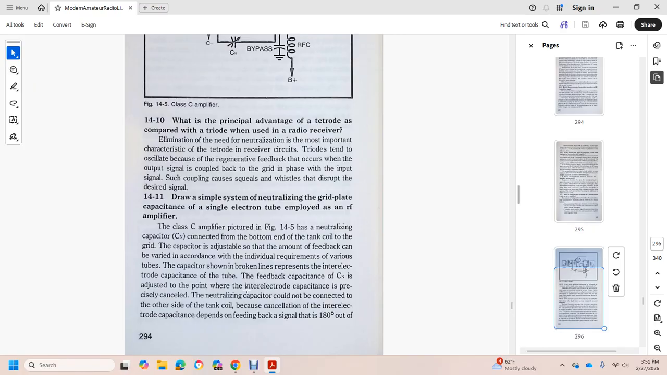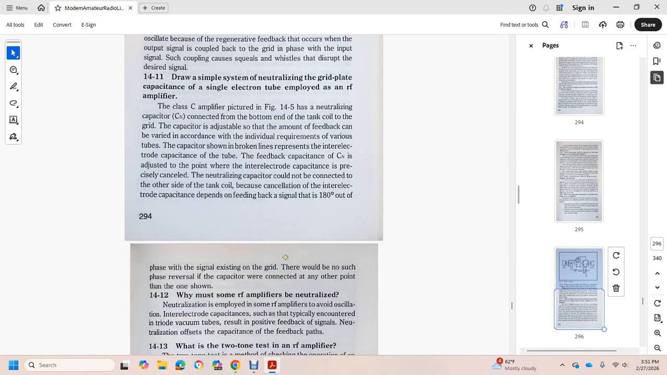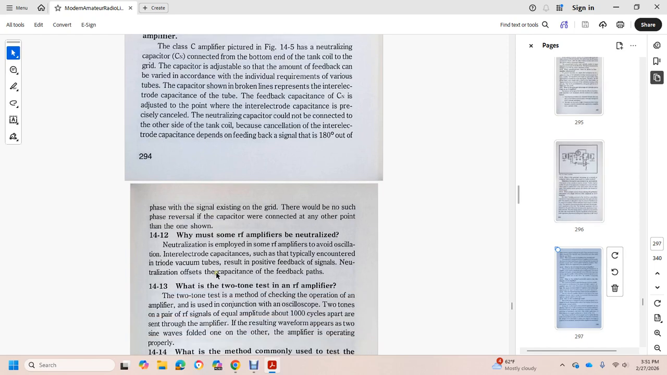The point of the inter-electrode capacity is that it must be precisely canceled. The neutralizing capacitor could not be connected to the other side of the tank coil, because the cancellation depends on the feedback signal being 180 degrees out of phase with the signal existing on the grid. There would be no such phase reversal if the capacitor were connected to this point.